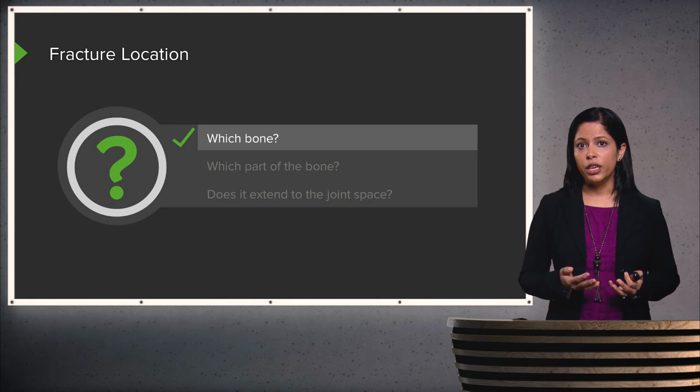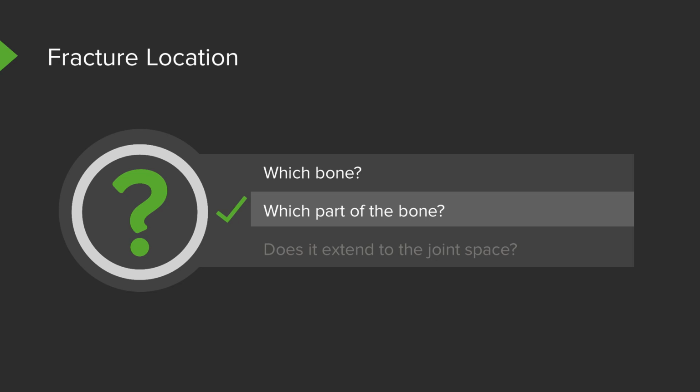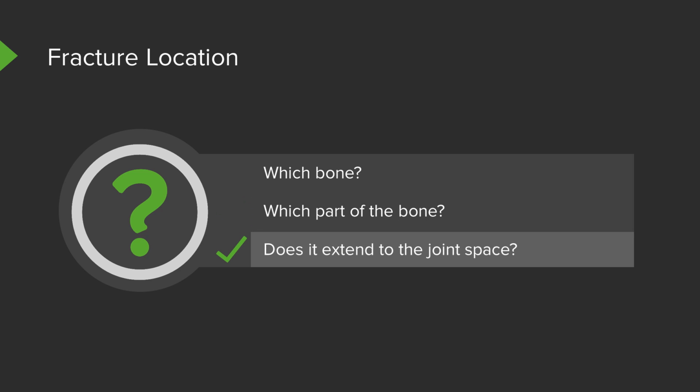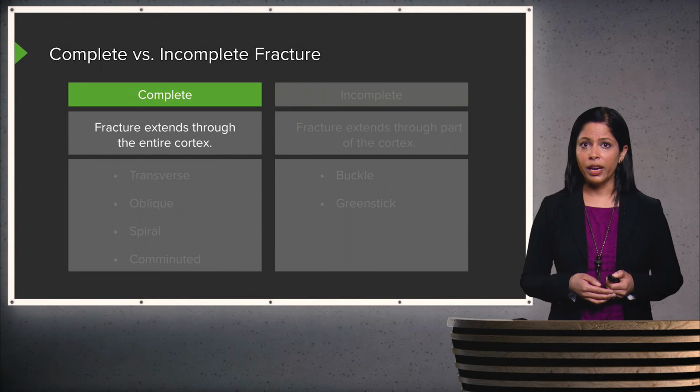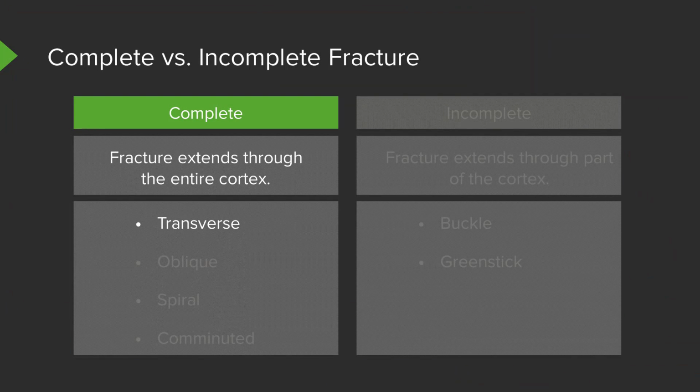So in terms of the location, you want to talk about which bone is involved, which part of that bone is involved, and does it extend to the joint space, which can have clinical implications. So a complete fracture is one that extends all the way through the cortex. That can also be characterized into transverse, oblique, spiral, or comminuted, and we'll take a look at these images.